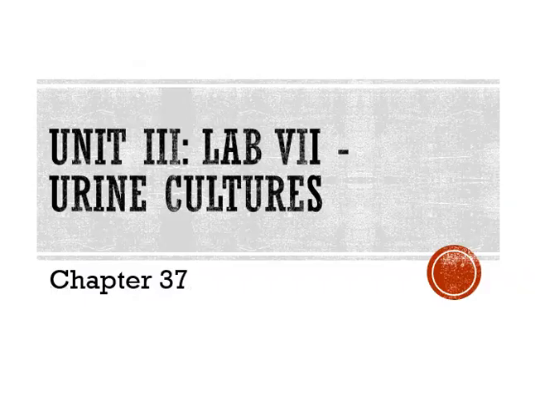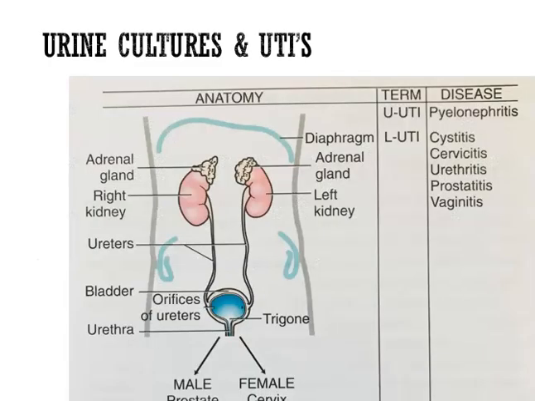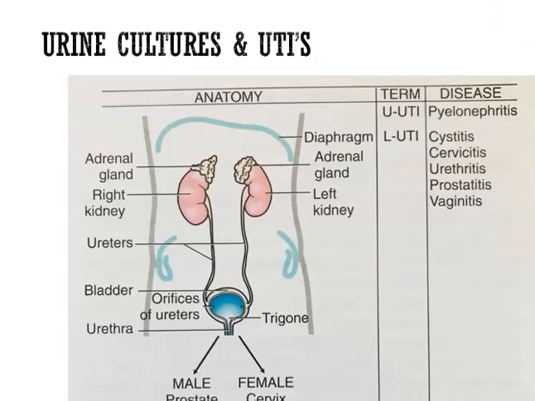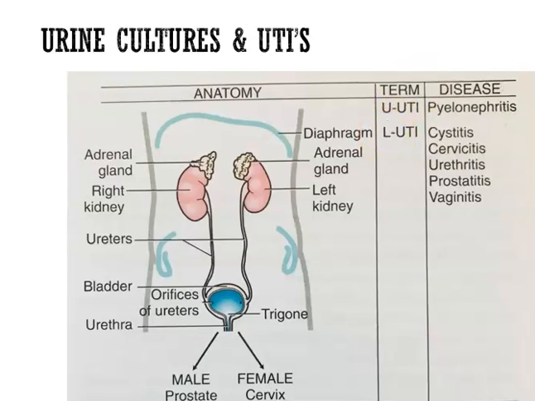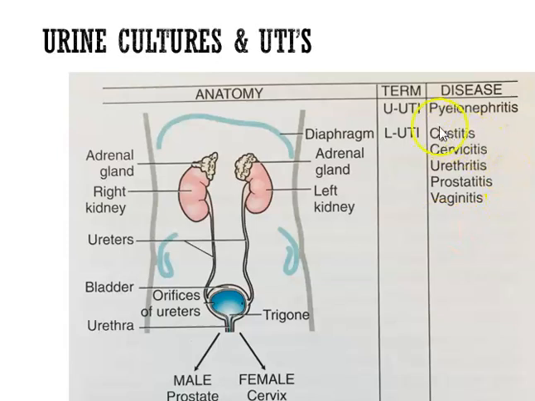Okay, this next section of the Unit 3 lecture is going to be on urine cultures and UTIs. So urinary tract infections, the pathogens that can cause them, and then how we would process these specimens. And here's just an informative slide, an image that shows you the anatomy involved in the urinary tract. It's divided into upper and lower, like we refer to the respiratory tract, and then the diseases associated with upper and lower urinary tract.